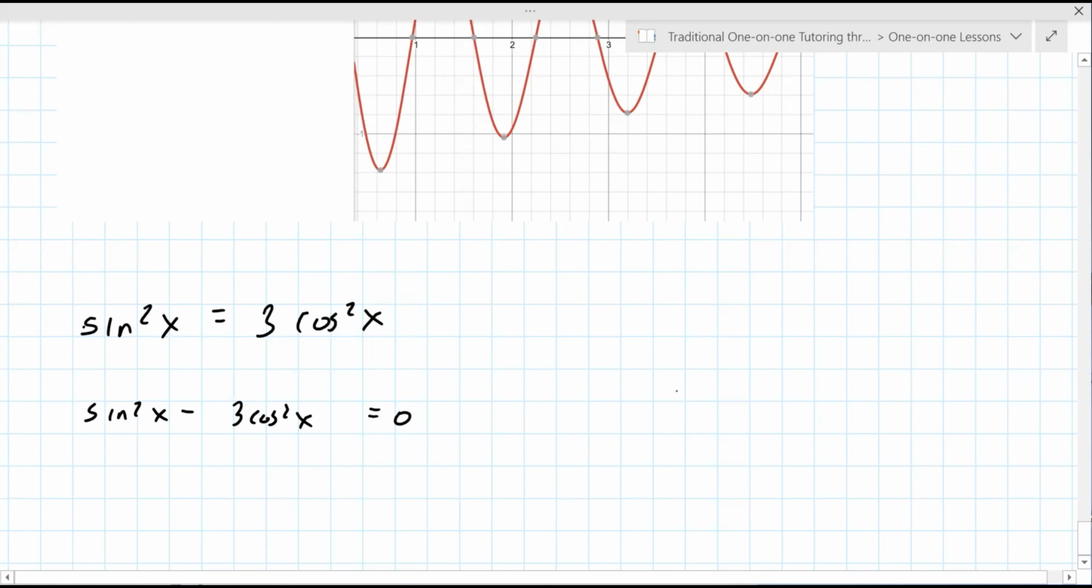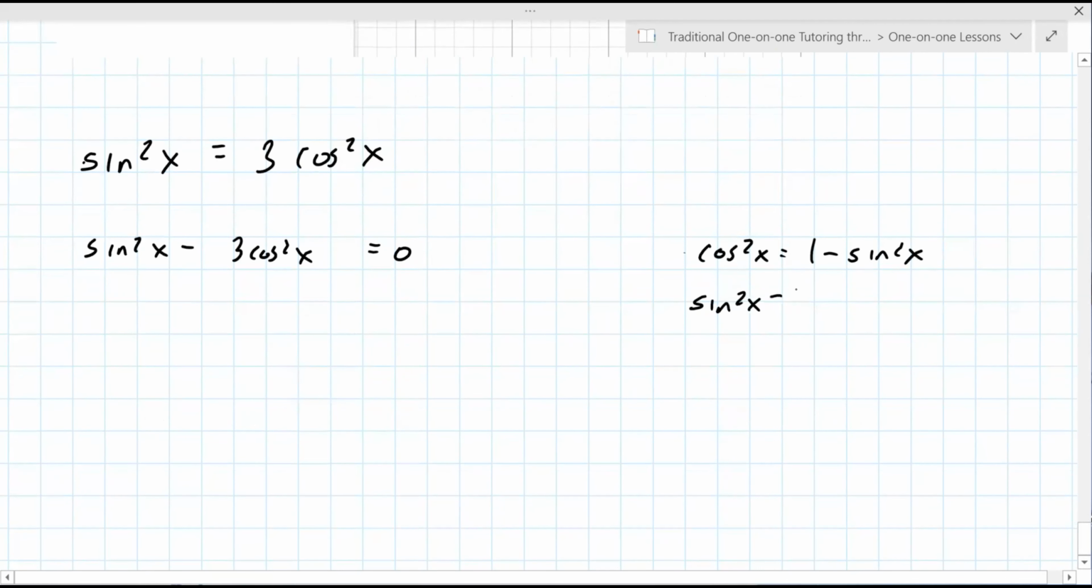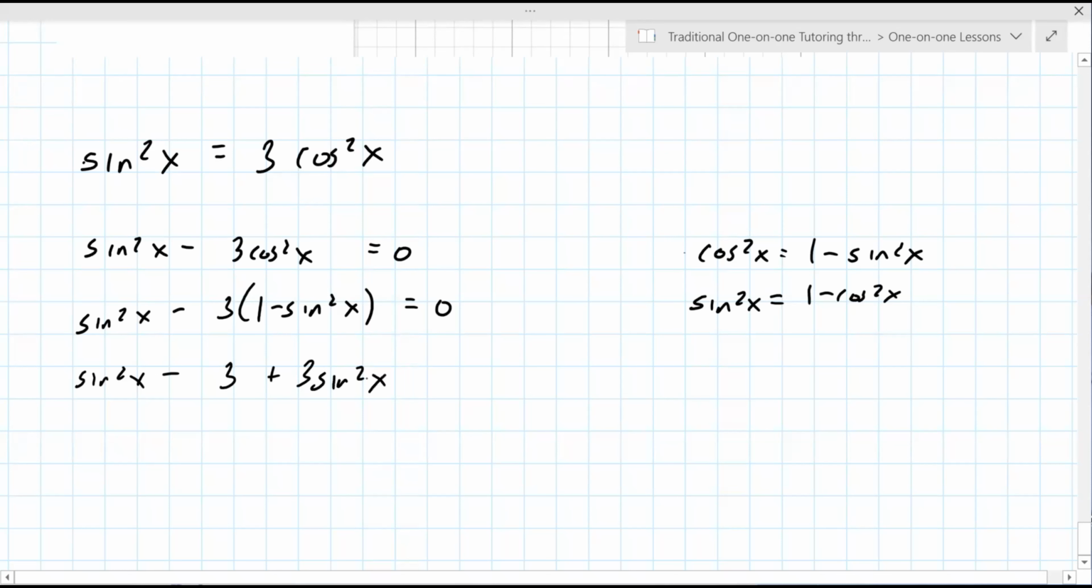And then one or the other we have to convert. So cosine squared x is 1 minus sine squared x. That is my preference, but you could also substitute for sine squared x. It doesn't really matter, but I'm going to substitute in for cosine squared. So it's 3 times 1 minus sine squared x equals 0. Then you distribute: minus 3 plus 3 sine squared x equals 0. So you got 1 sine squared x plus 3 sine squared x's, that's 4 sine squared x minus 3 equals 0.